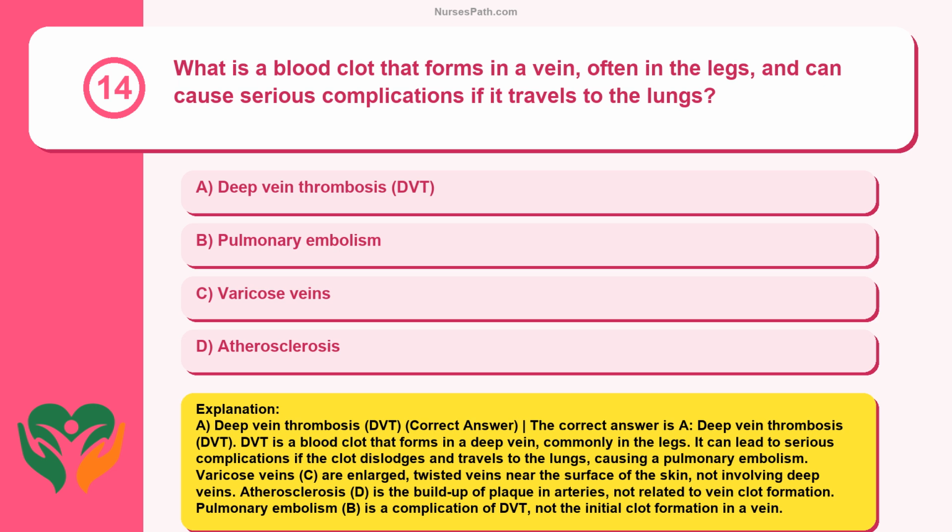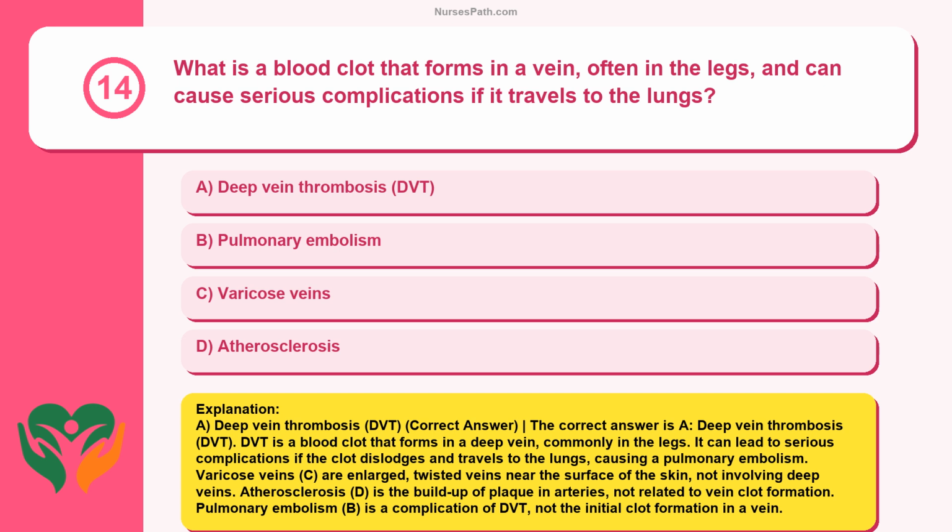A. Deep vein thrombosis, DVT. Correct answer. The correct answer is A. Deep vein thrombosis, DVT. DVT is a blood clot that forms in a deep vein, commonly in the legs. It can lead to serious complications if the clot dislodges and travels to the lungs, causing a pulmonary embolism.